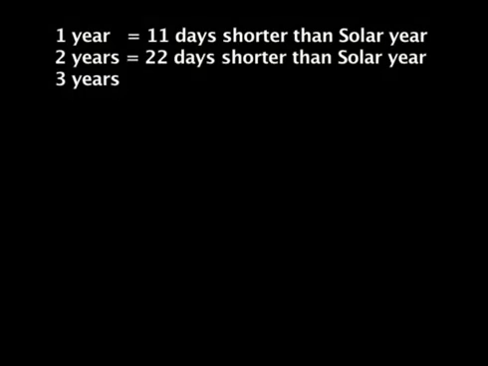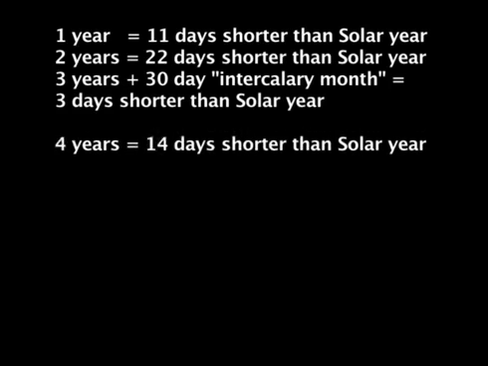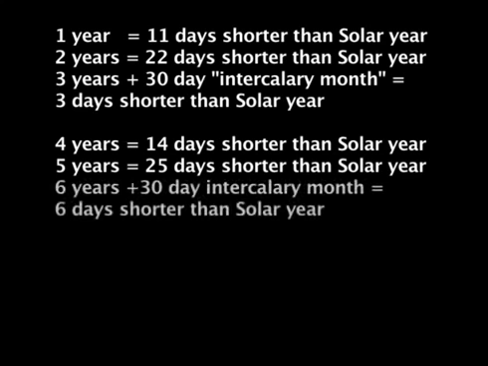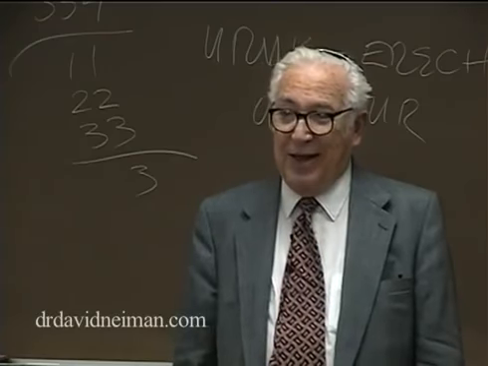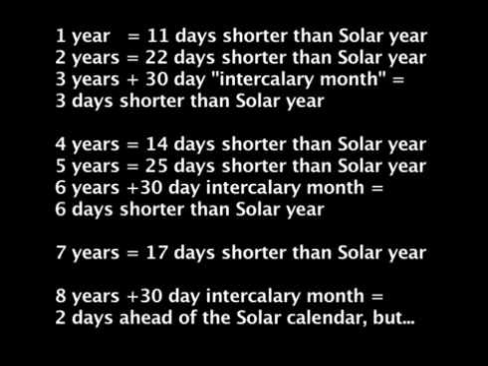So what you do is this. You add a month and you wind up 3 days short. So you're back to close to the solar cycle. Then you have another year. By this time you're 14 days short. Then another one, 25 days short. You add a month in the 6th year, so you're only 6 days short. Still close. Then the next year, you have 6 plus 11, that's 17. 11 and 17, 28, you add a month, you're 2 days ahead.